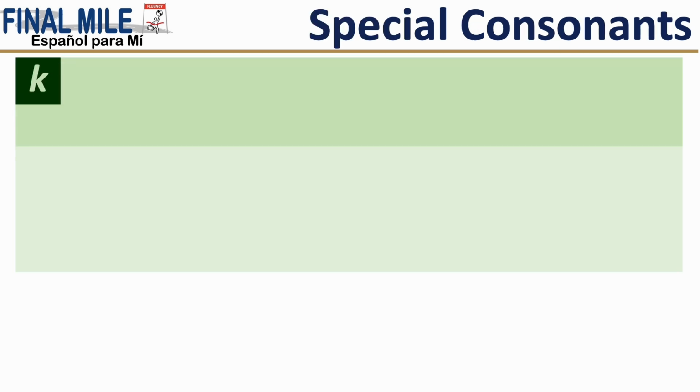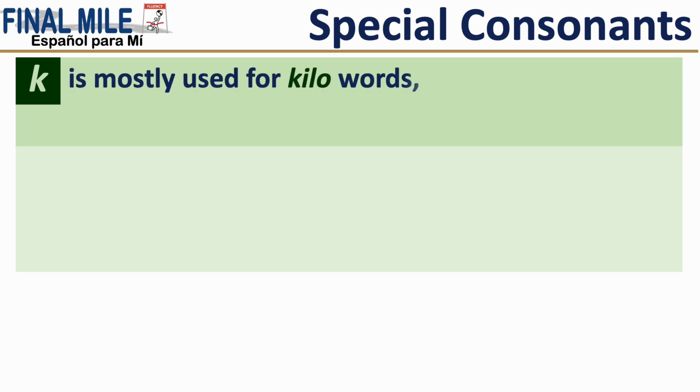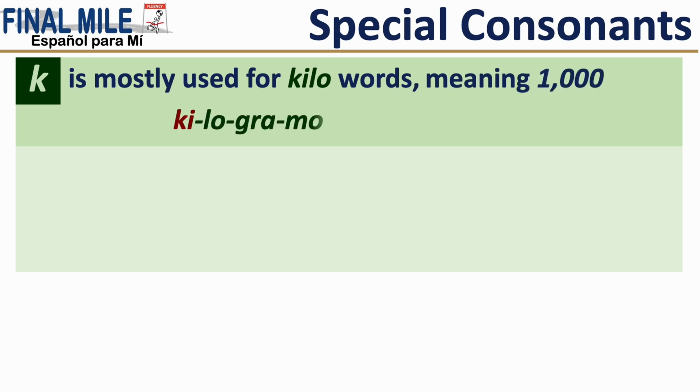Now let's spend a little time on special consonants. Consonants that are a little bit different. As we said before, the K is mostly used for kilo words, meaning 1,000. You want to try to pronounce this? Kilogramo. Graphic accent. Kilómetro.